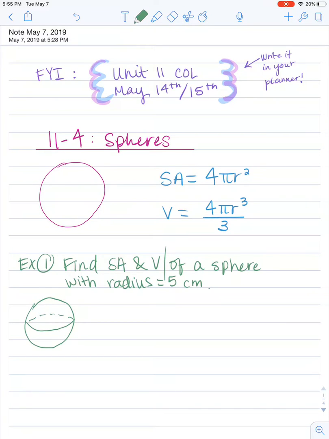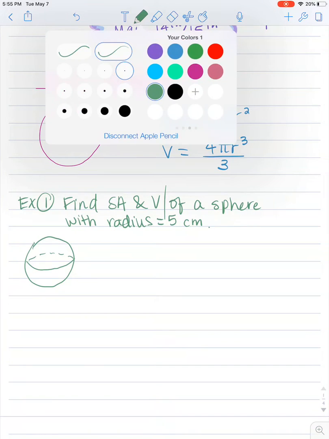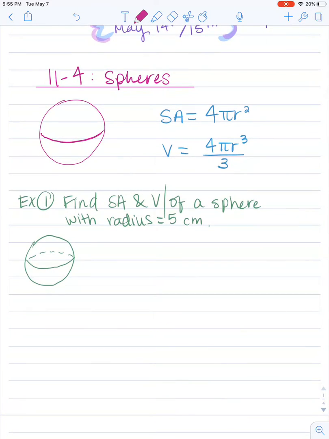Okie doke. All right. So this one is probably the easiest. Got some weird fractions for the formulas, but spheres are quite simple because there's only one variable involved, and that is the radius. So go ahead and draw a circle. This is how you draw a sphere. You draw a circle, and then you just draw a little curve right there, and then behind it you have a little dashed curve right there.